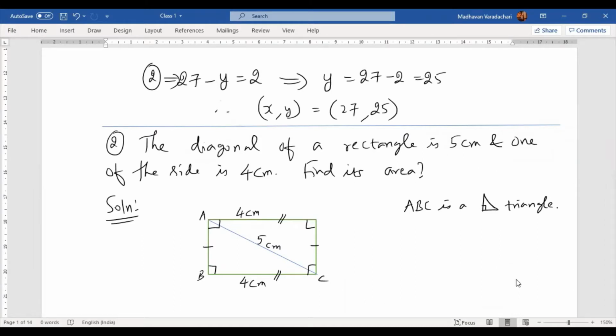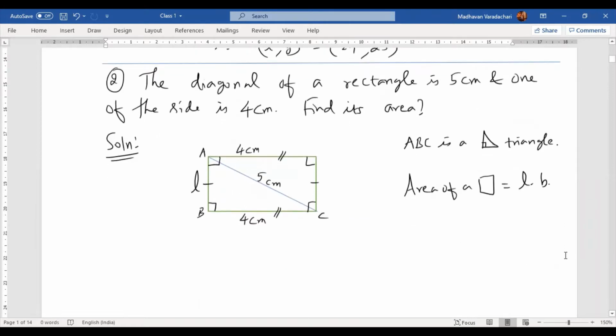So if I have to find the area of the rectangle, the formula is length into breadth, right? I have the breadth, but I don't have the length. Suppose I call this AB as the length, then I need to first find out what AB is. We can use Pythagoras theorem.